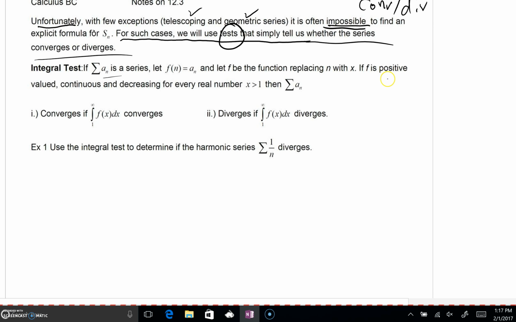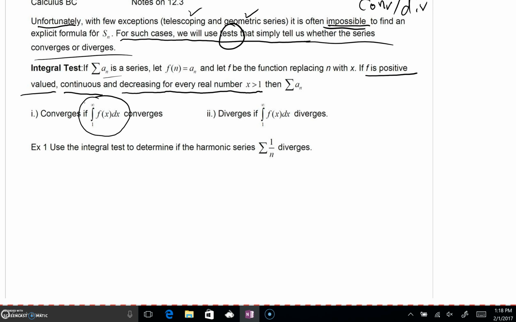Now, if f is positive valued, that's the first criteria. There are three. And if it's continuous, that is a second criteria. And finally, for the third, decreasing for every number x greater than 1, then if you meet those three conditions, then you can say the following. If the infinite improper integral from 1 to infinity f of x dx converges, so does the series. Of course, they will not converge to the same value.